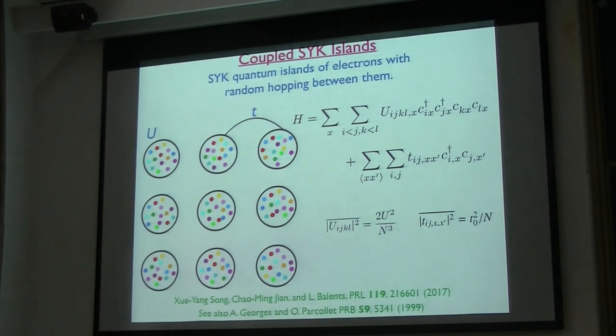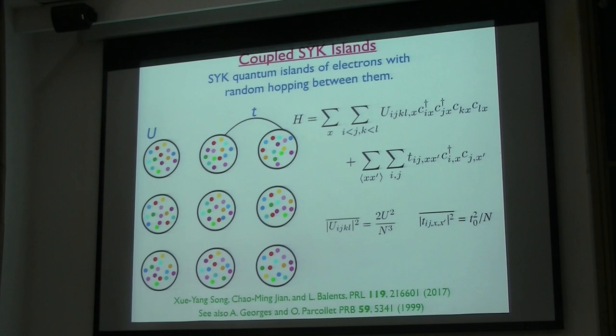All right, so what's happened recently, and some of it is not so recent, in fact, this idea goes back to Georges and Parcollet, is that we now have models that we can solve in the large N limit, which look like strange metals. And they have models like this.